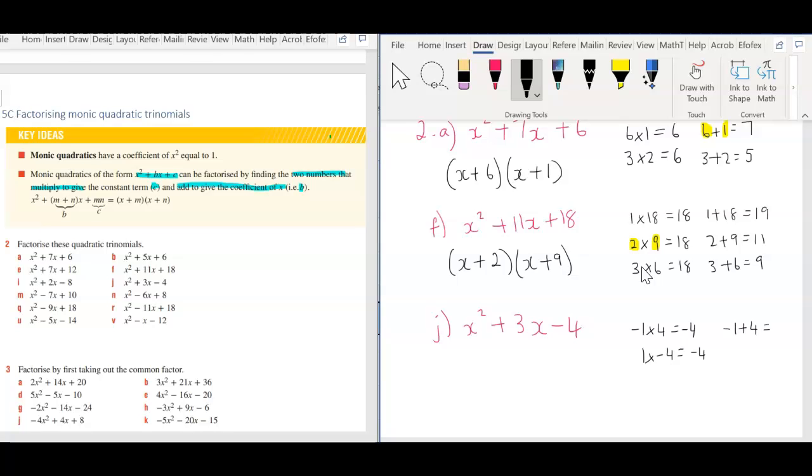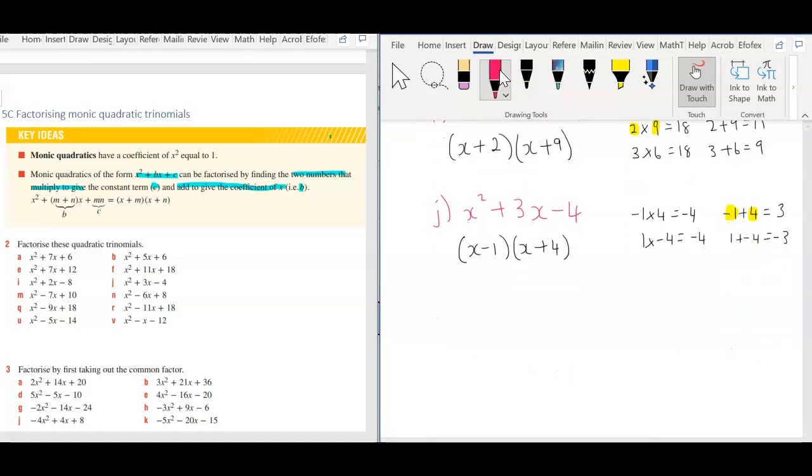So 1 plus 4 is positive 3. If we had 1 plus negative 4, we've got negative 3. So our pair of numbers, sorry, I shouldn't keep saying factor pair, our pair of numbers is negative 1 and 4. So x minus 1, x plus 4. All right, let's do another one.